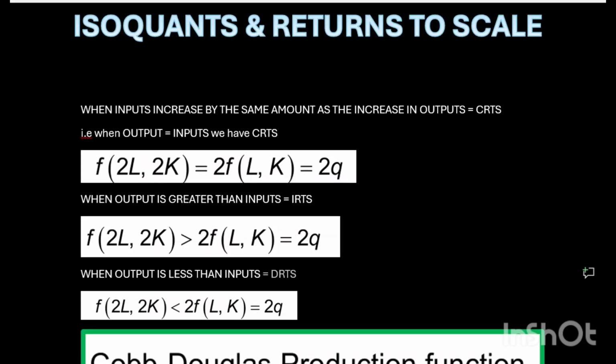Hey everyone, welcome back. So today we are going to do isoquants and returns to scale.